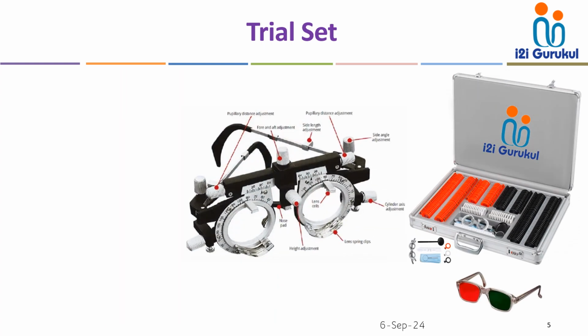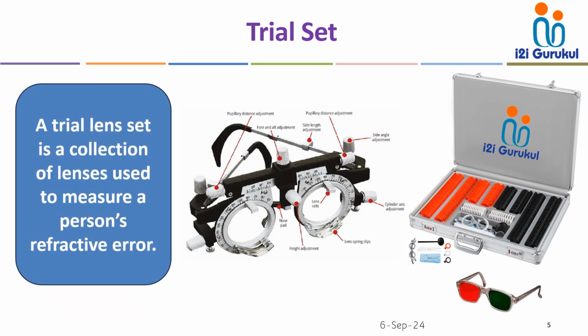Moving towards the trial set, this slide gives you the purpose and uses of trial sets. A trial set contains various powers of lenses to conduct the refraction test. The trial set contains spherical lenses, both plus as well as minus lenses, and cylindrical trial lenses, again both types, minus and plus lenses. Prism lenses are there in the trial set, and accessories are also there, for example, Jackson cross cylinder, occluder, stenopic slits, and many more.